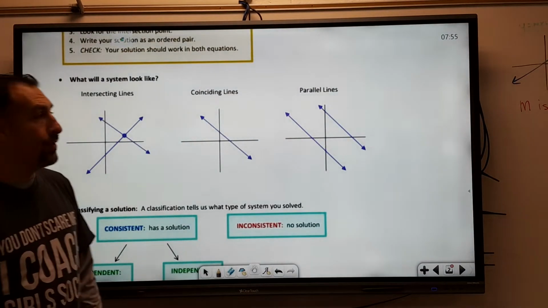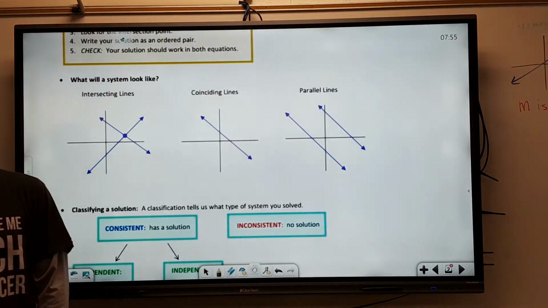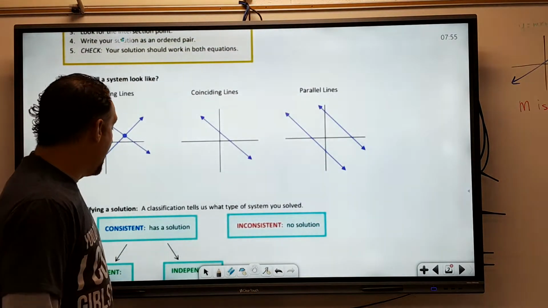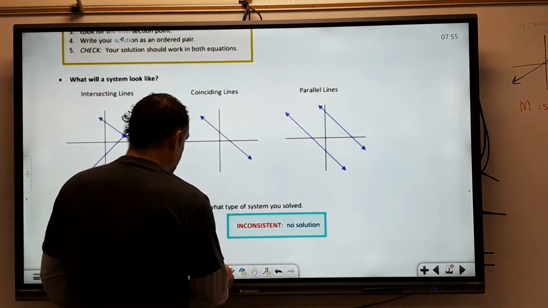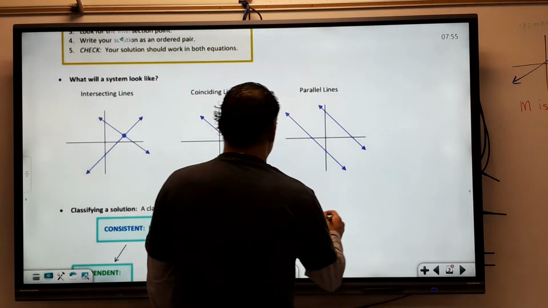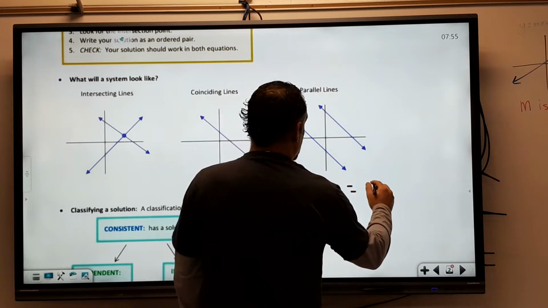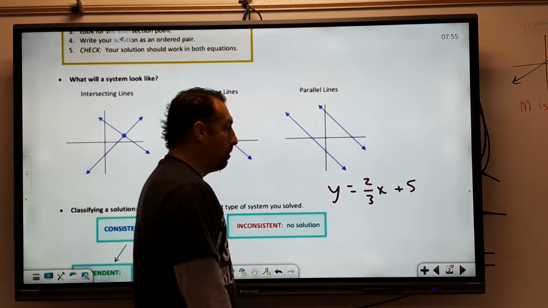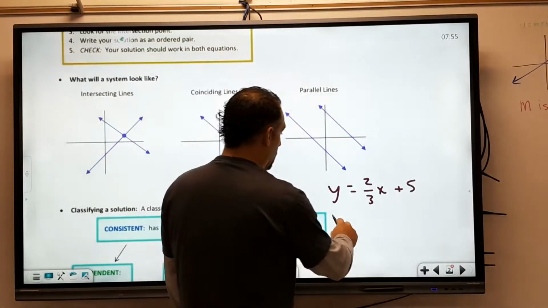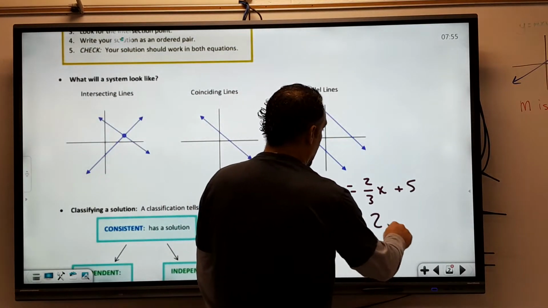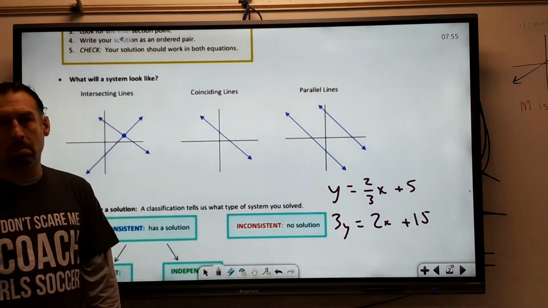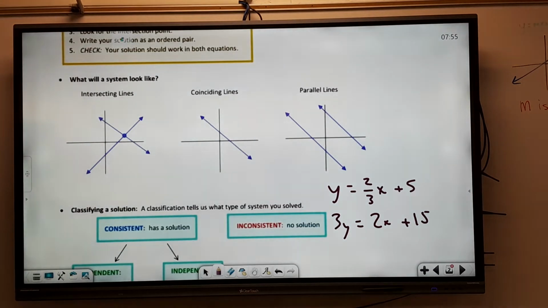Coinciding lines, or if you have two lines that actually turn out to be identical, and that can happen. If you have, for example, y equals 2/3 x plus 5. What if I gave you a line that was blown up a little more? It was 3y equals 2x plus 15. How did they change? How did I get the second line?